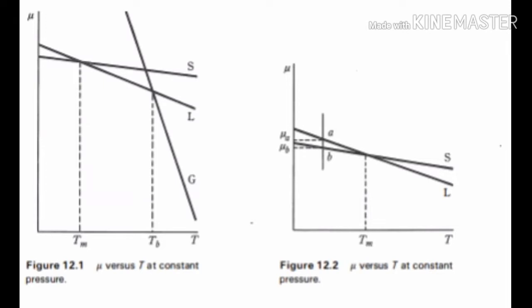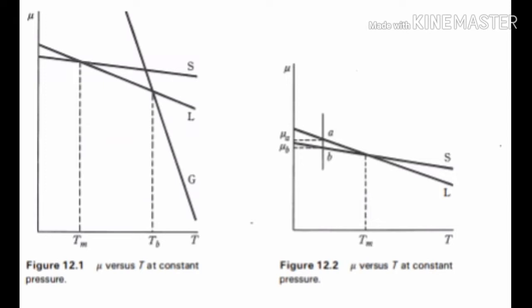The thermodynamic conditions for equilibrium between phases at constant pressure are immediately referenced in figure 12.1. Solid and liquid coexist in equilibrium when μ solid equals μ liquid. That is, at the intersection point of curves S and L, the corresponding temperature is Tm, the melting point. Similarly, liquid and gas coexist in equilibrium at the temperature Tb. The intersection point occurs at L and G, at which μ liquid equals μ gas.